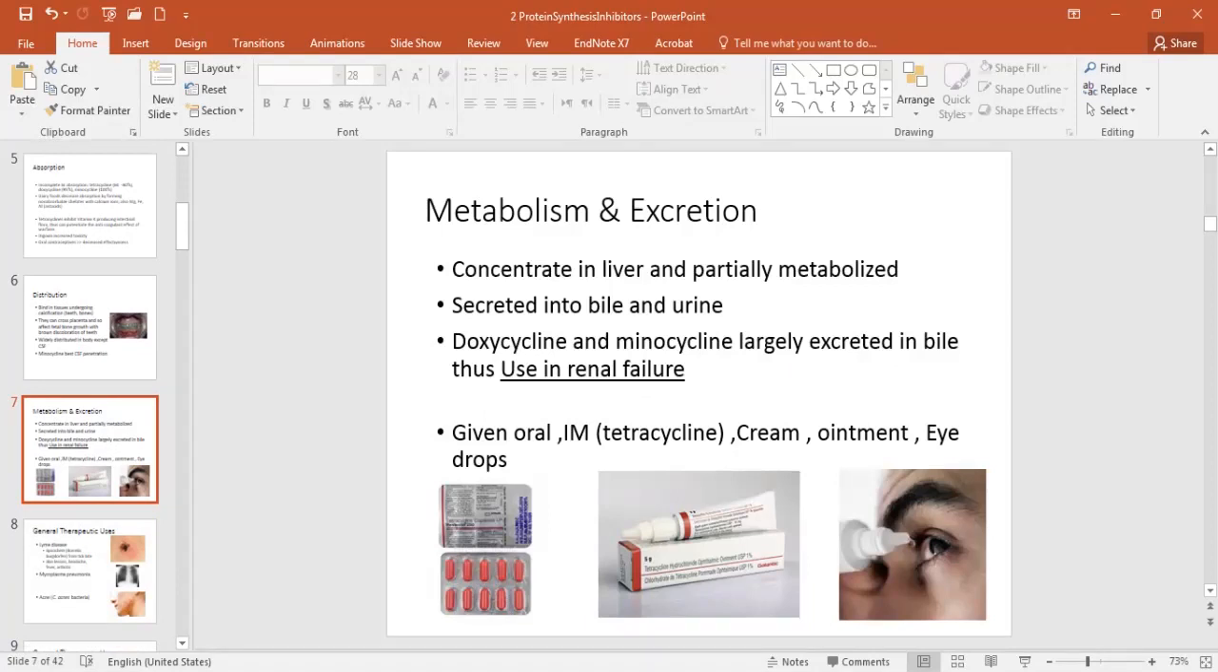Regarding metabolism and excretion, they concentrate in the liver, are partially metabolized, and secreted into bile and urine. Doxycycline and minocycline are largely excreted in bile and thus used in renal failure. So if you have a patient with renal failure and you should choose a drug that can be metabolized in the liver, doxycycline is a good choice. Given orally or IM. There are many topical preparations in the form of cream, ointment, and eye drops.